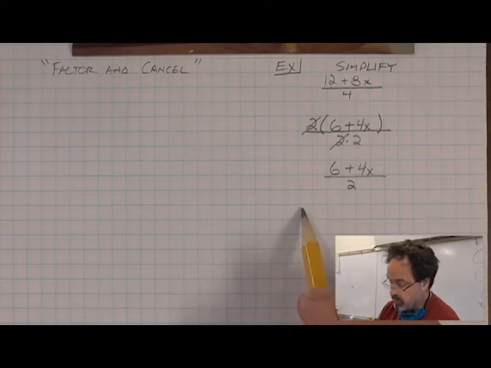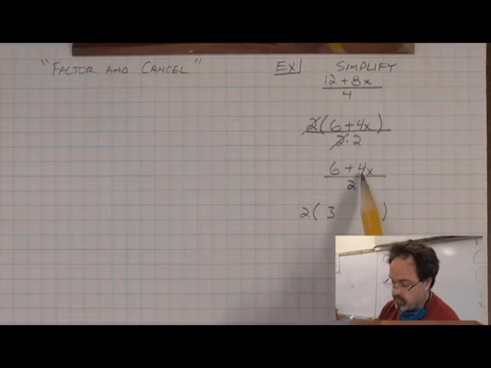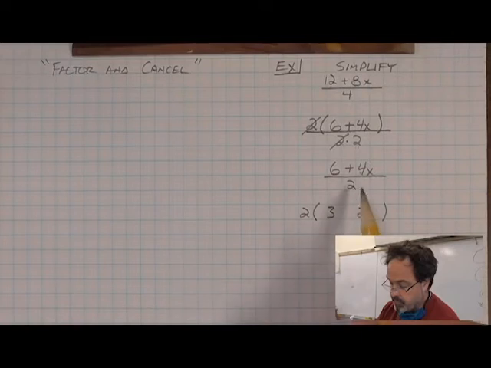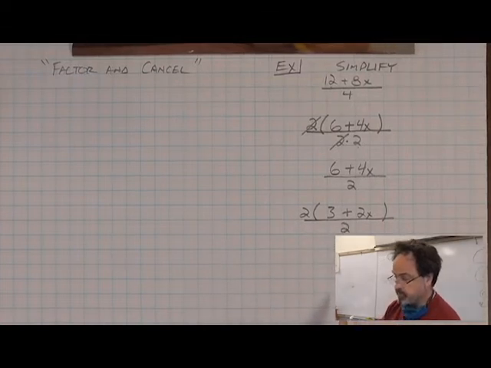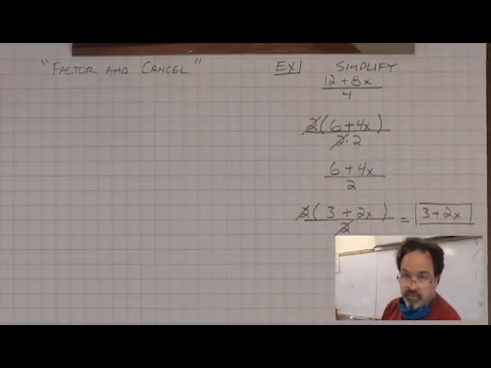Factoring out a 2 means I'm going to write the 2 outside of parentheses, and what remains of the 6 when I divide it by 2 is 3. What remains of the 4x after I've factored out a 2 is the 2x. Because this is addition, that 2x is positive, and I'm still dividing by 2. These cancel, and this leaves 3 plus 2x. I'm finished because I can't simplify further.